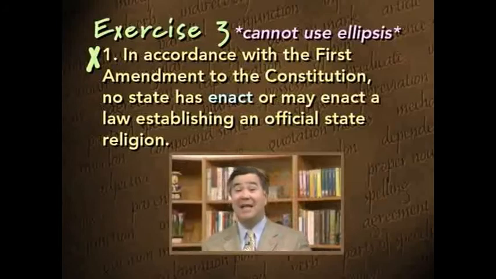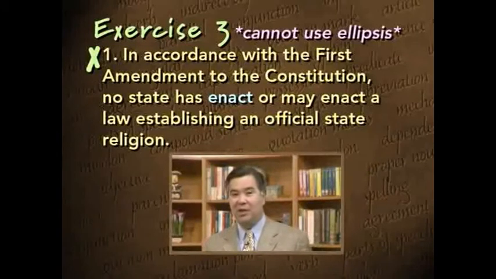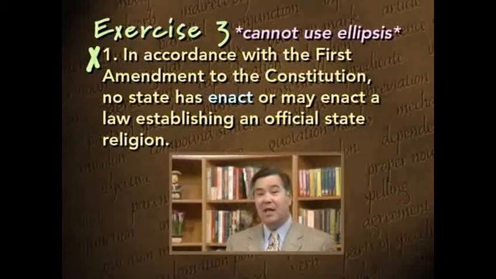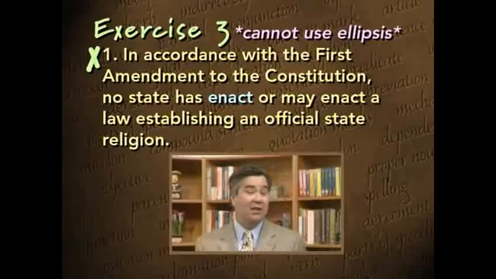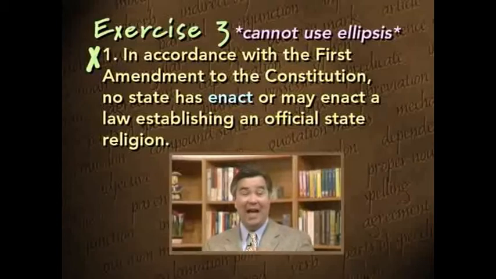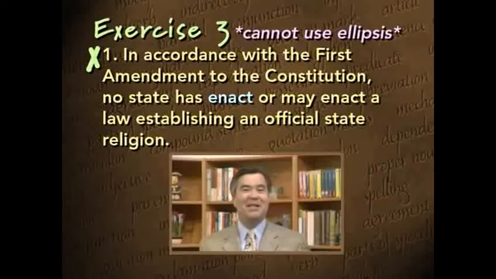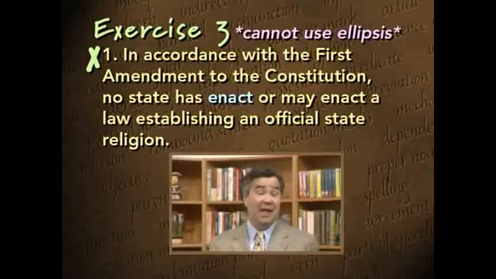No state has enact or may enact a law establishing an official state religion. Now we see the problem, that with the helping verb has, we need the past participle enacted. And therefore, when we try to reinsert the omitted word enact, we see that the sentence doesn't really make sense. Remember that the word that you omit when you use ellipsis must be exactly the same in both places. So that doesn't work in this case.